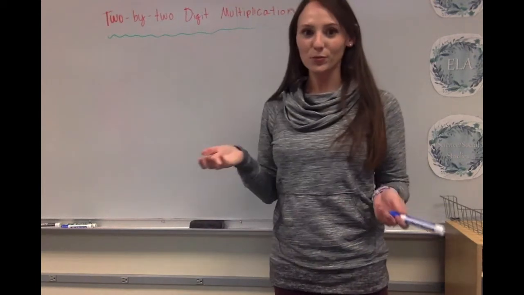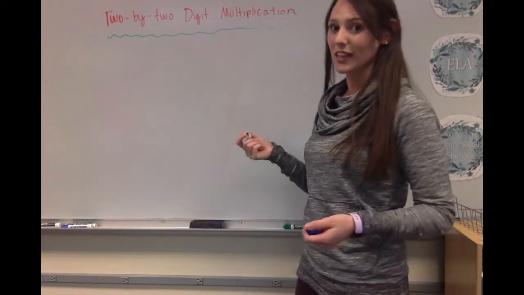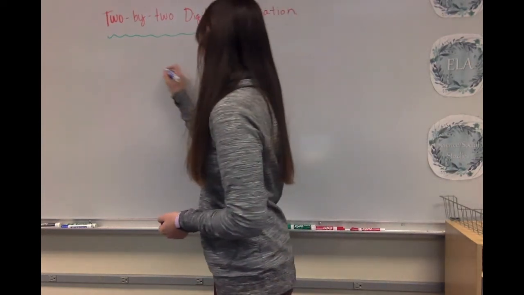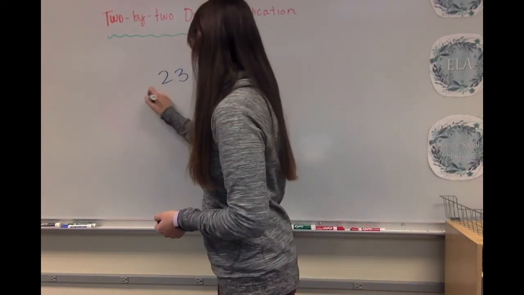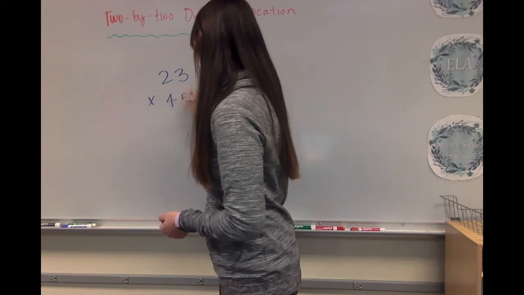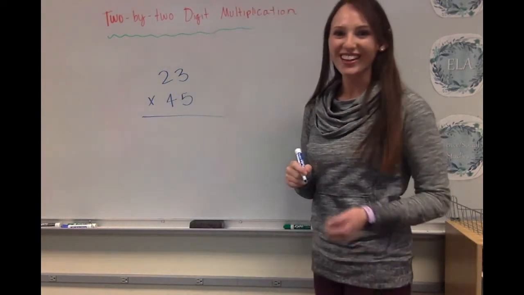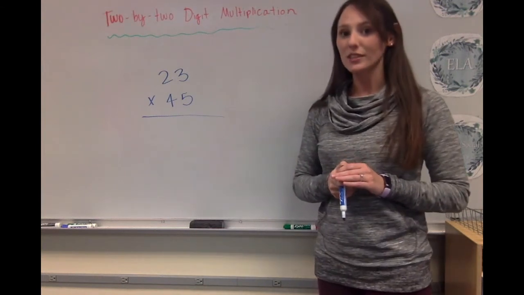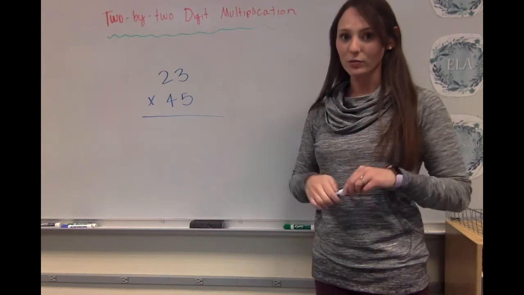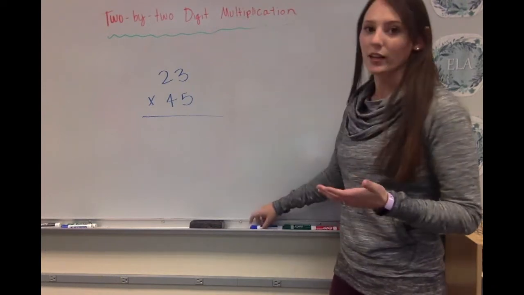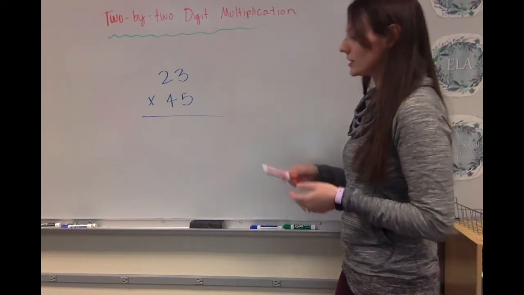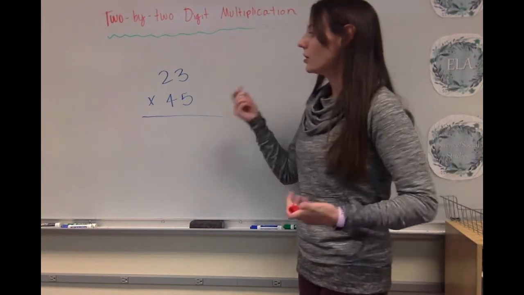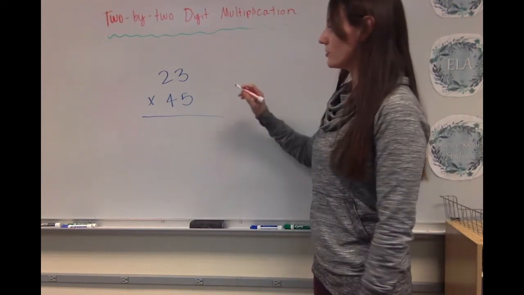Okay, so our first problem is going to be 23 times 45. Write that down on your paper while I write it up here. Okay, so 23 times 45. So the very first steps are going to be the same as 2x1 digit multiplication. They're going to be exactly the same. The extra digit and the steps that come with it come in the problem a little bit later. So we're going to do the same exact procedure to start off with.